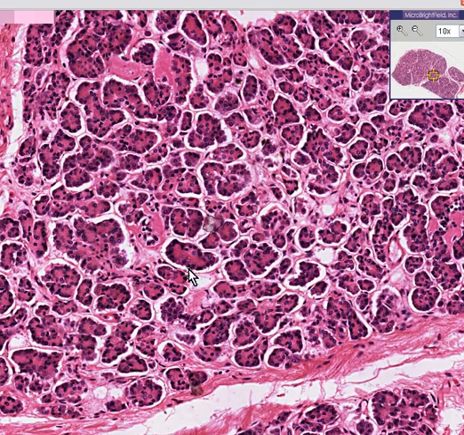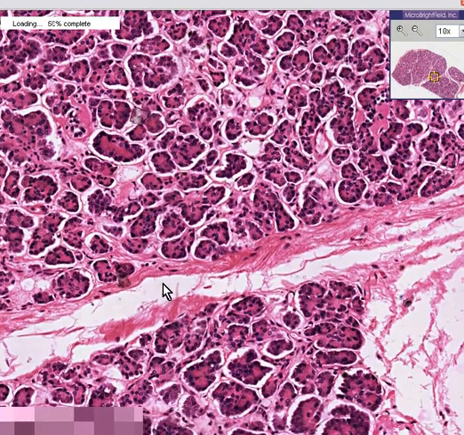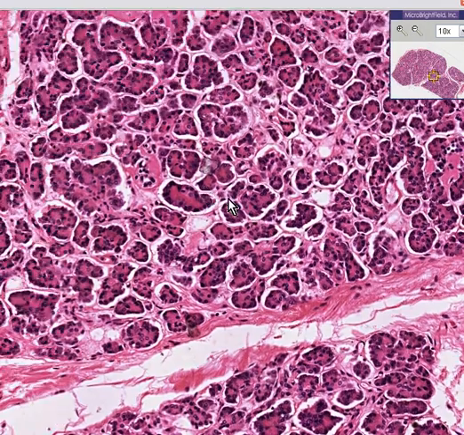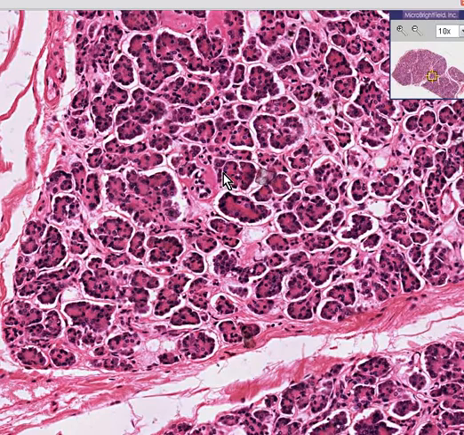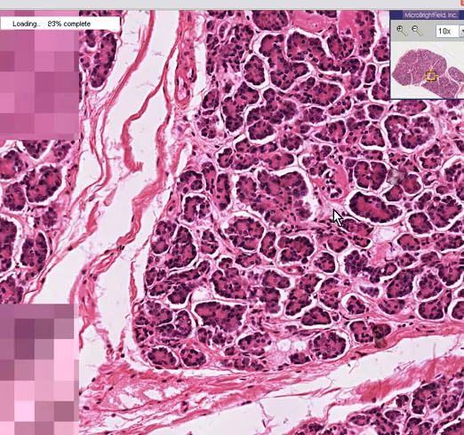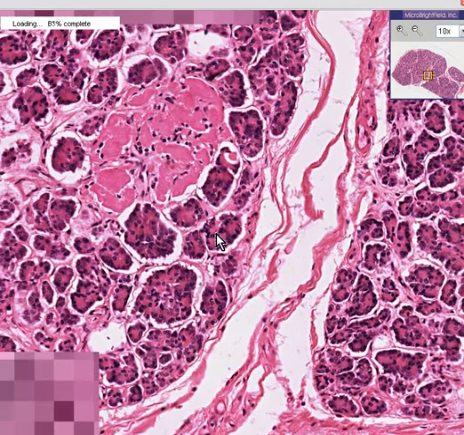Here are the acini. This whole thing could be considered a lobule. And here's some connective tissue between the lobules. And as you know, the pancreas is a classical exocrine gland, but it is also an endocrine gland.